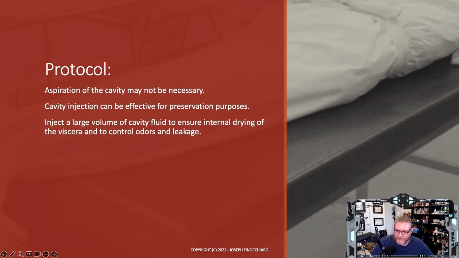Aspiration of the cavity may not be necessary, and cavity injection can be effective for just preservation purposes. Now, even though it says aspiration may not be necessary, aspiration is still someplace you should probably start, just to help things out a bit and remove fluids and other material that is accelerating the decomposition process. Inject a large volume of cavity fluid to ensure internal drying of the viscera and to control odors and leakage.